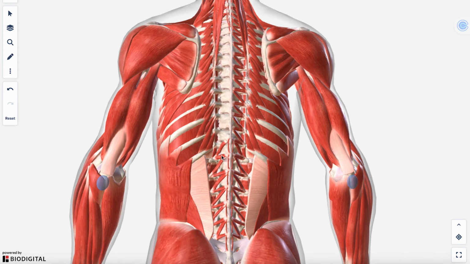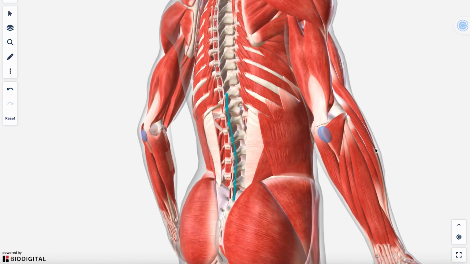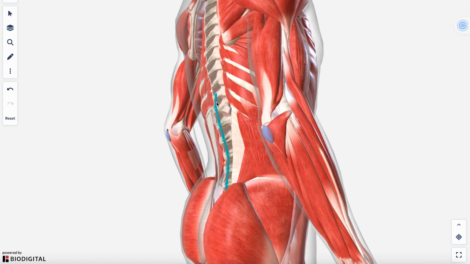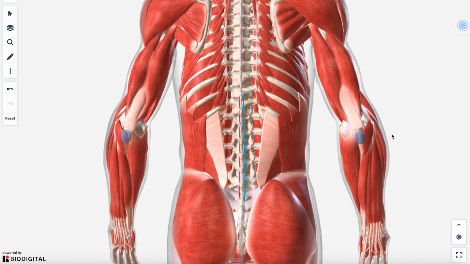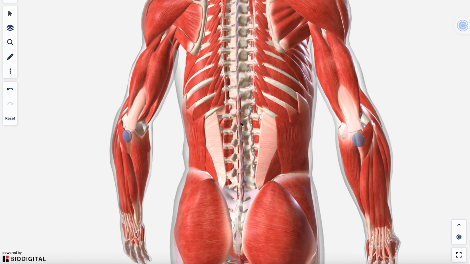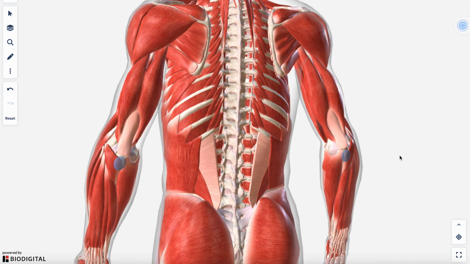So let's hide that. Okay, get rid of your rotatores. Okay, and to finish off this deep layer of intrinsic muscles, you have your interspinalis muscles. Exactly what the name implies, they connect between the spinous processes of each vertebra. So these are your interspinalis muscles. Let's hide that. You have it on both sides.